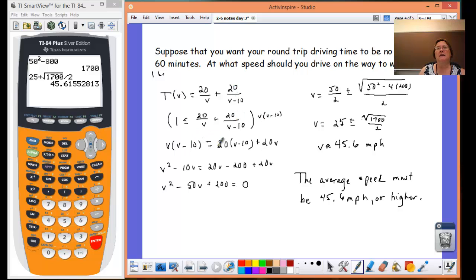I did the multiplication, distributed, collected like terms, and came up with a quadratic that needed to be solved. That's a plus right there. I did solve the quadratic over here and came up with an average speed of 45.6 miles per hour. Folks, I did not do 25 minus this because that would give us negative speed, and that would be not from this universe. So to answer the question, the average speed that you must drive has to be 45.6 miles per hour or higher.